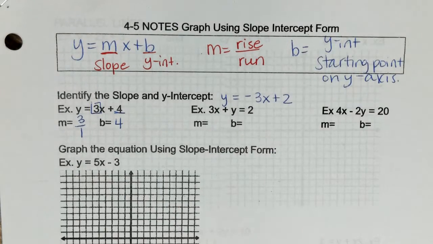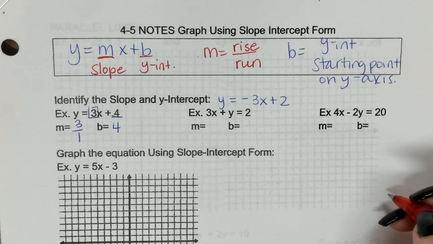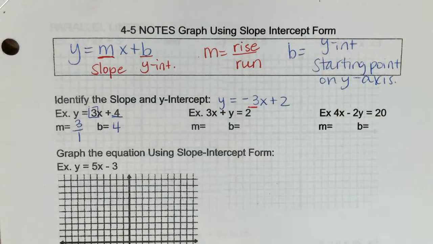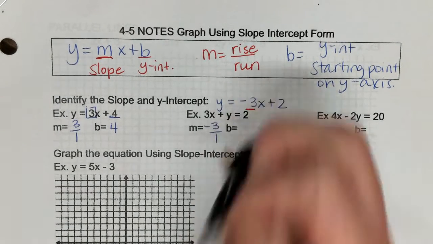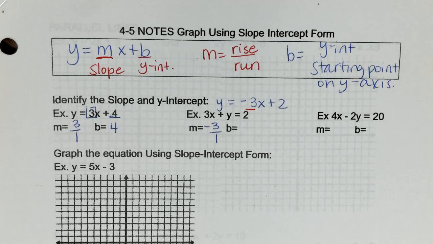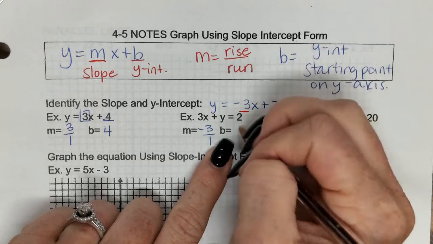Now is it in slope-intercept form? Yes. So what is the slope? Very good. Negative 3 over 1. Now, if I wanted that simplified, I would just want you to put negative 3. But we're graphing with it, so we need a rise and a run. So we're definitely needing two numbers. So that's why we're putting that 1. What is the y-intercept? 2.